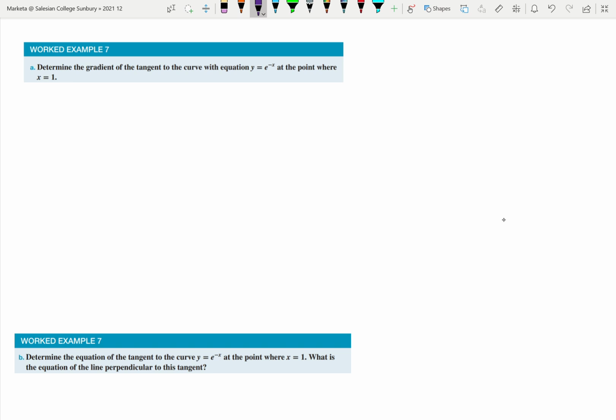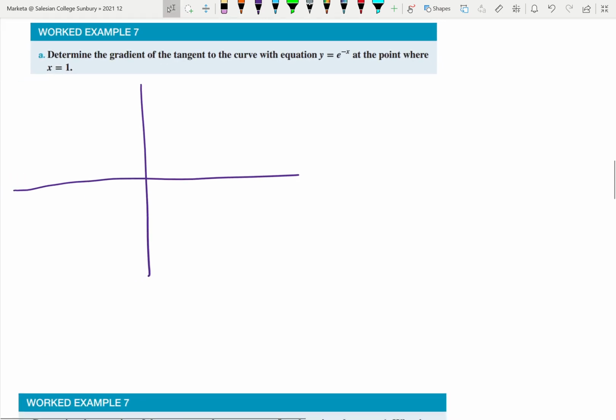So now we're going to determine the gradient of the tangent to the curve with the equation y equals e to the neg x at the point where x equals 1. So you don't need to draw a picture of this, but I'm just going to point out what it is that we're looking at. So there's some equation y equals e to the neg x, and well, that's going to be some curve, and it doesn't matter how you draw the curve. The question doesn't ask us to draw it. But the point is we've got a point where x equals 1, and what we want to know is the gradient of the tangent at that point.